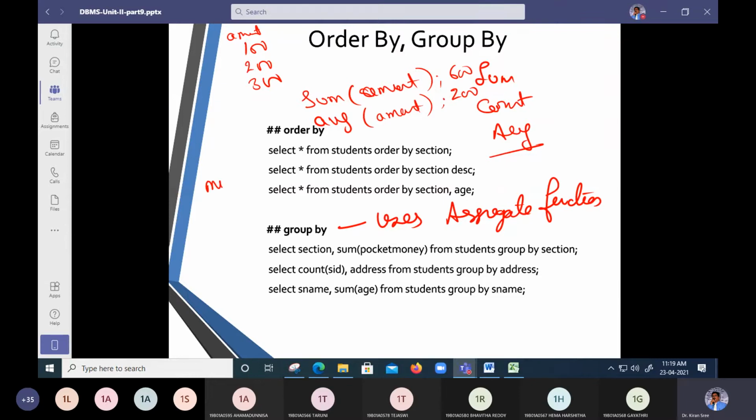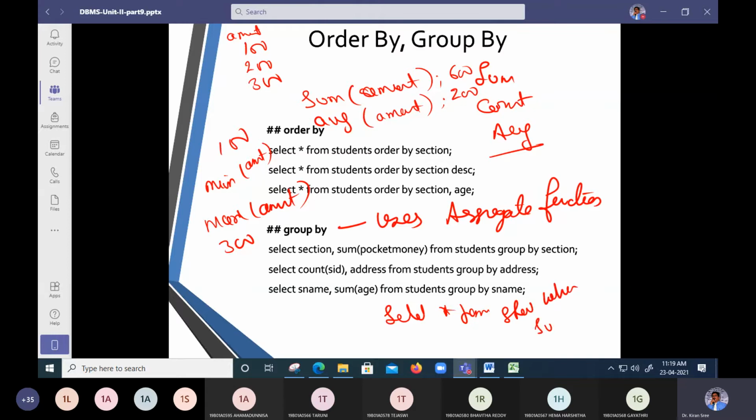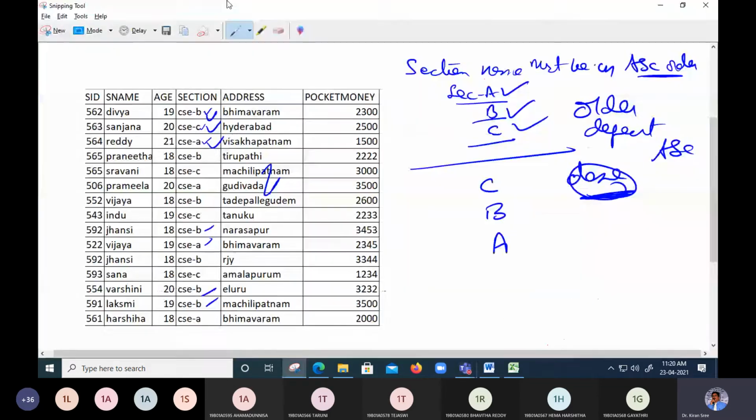Similarly, I can say minimum of amount, then I will be getting the answer as 100. Maximum of amount, then I will be getting 300. Okay. So select star from student where sum of amount is greater than this. If I am going to put it in this model, aggregation will work first. After that, the data is going to be moved. So now let us look into this.